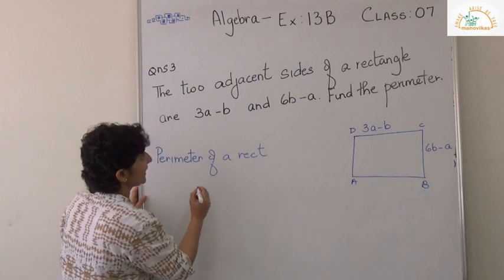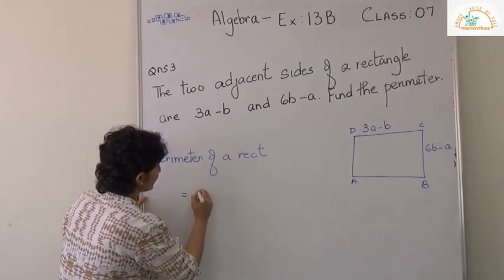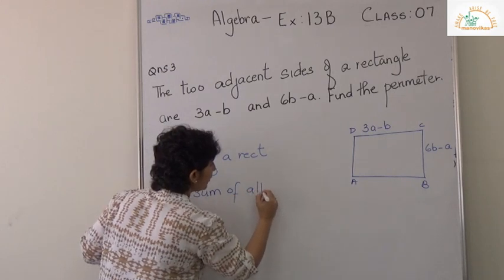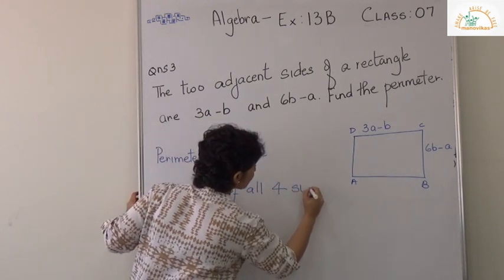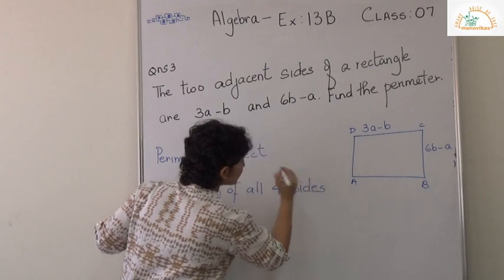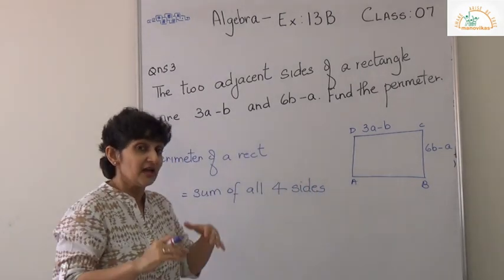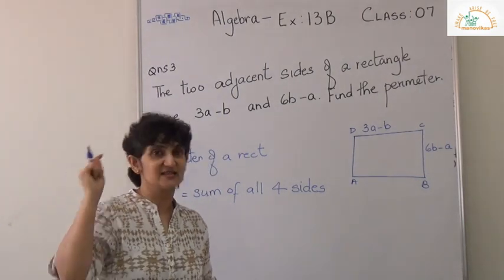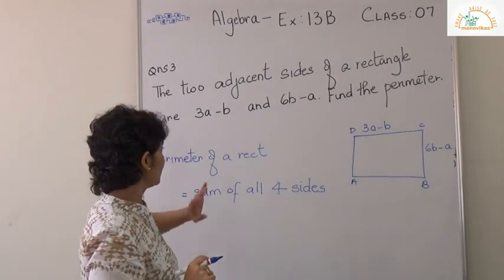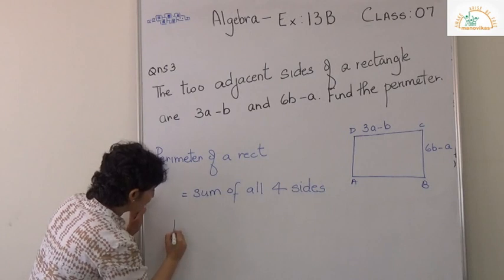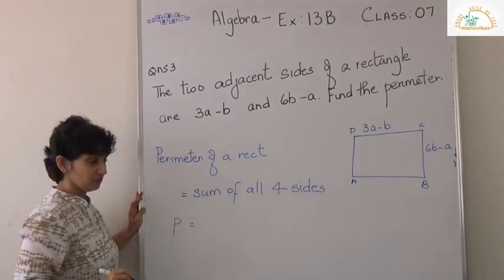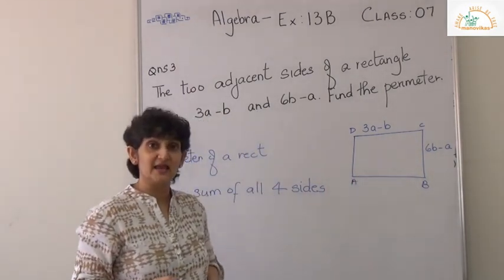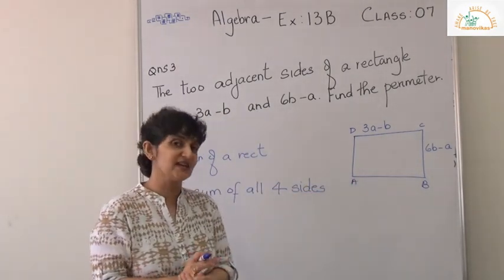The perimeter of a rectangle is the sum of all 4 sides. Alright? If I asked you the perimeter of a triangle, the sum of 3 sides. Correct? So now let's get back. So perimeter is equal to, I have 3a minus b and 6b minus a. What about the other 2 sides?